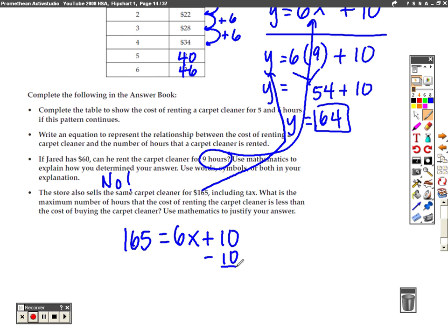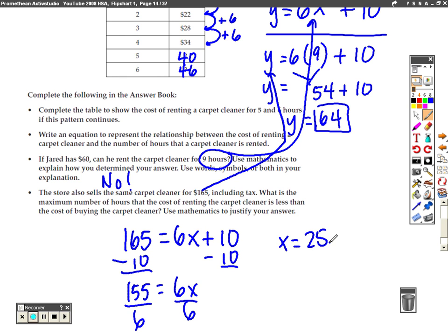Solving the equation, I'm going to subtract 10 from both sides, and I get 155 is equal to 6x. Solving for x and dividing both sides by 6, I get 155 divided by 6, which is 25.83 hours. So the question is, what is the maximum number of hours that the cost of renting is less than the cost of buying? Well, that would be 25.83 hours.